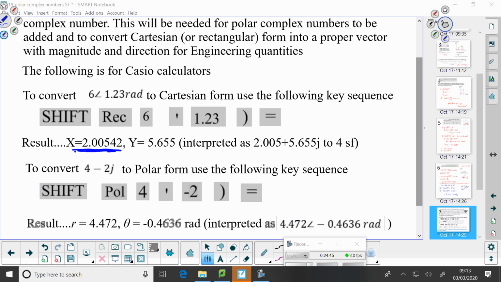You'll get a real part as x and an imaginary part as y, which you can interpret as 0.005 plus 5.655j to 4 significant figures. Yeah?